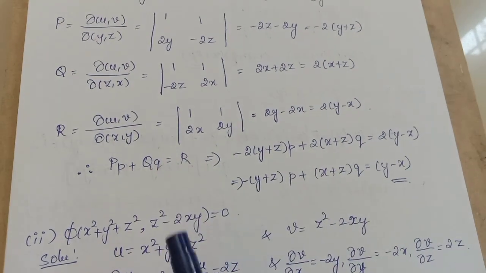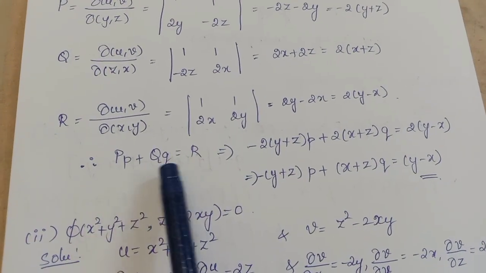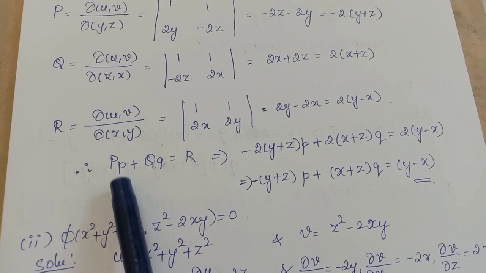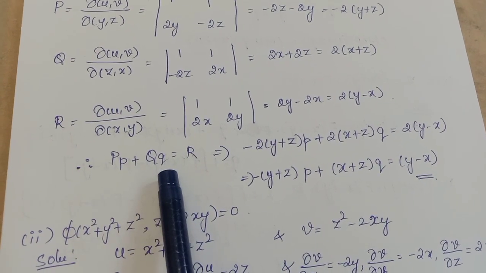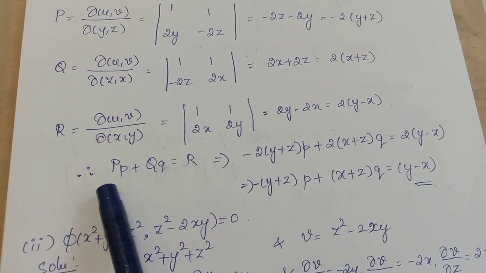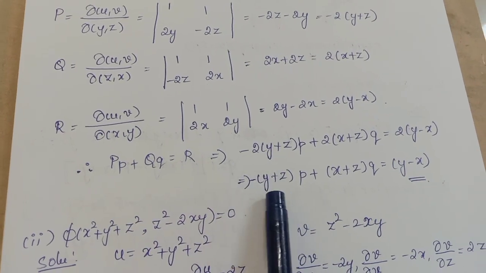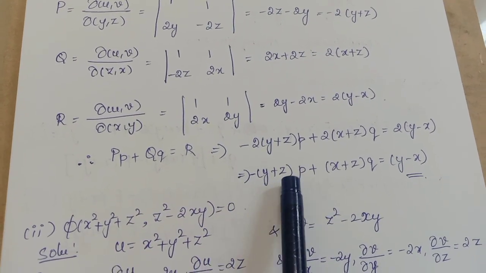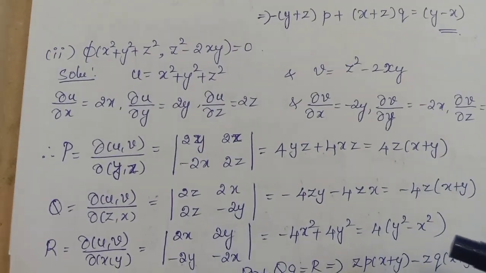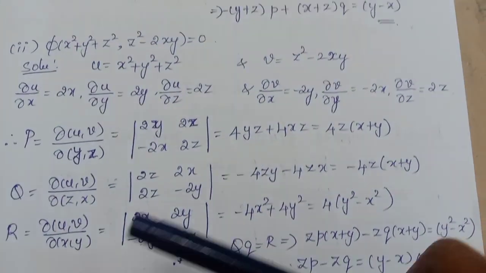So what is the differential equation? Pp plus Qq equal to R, where this small p is dou z by dou x and small q is dou z by dou y. Now you substitute the values for capital P, Q and R. So the resulting equation is this: minus (y plus z) into p plus (x plus z) into q equal to y minus x. Then one more problem of this same type.